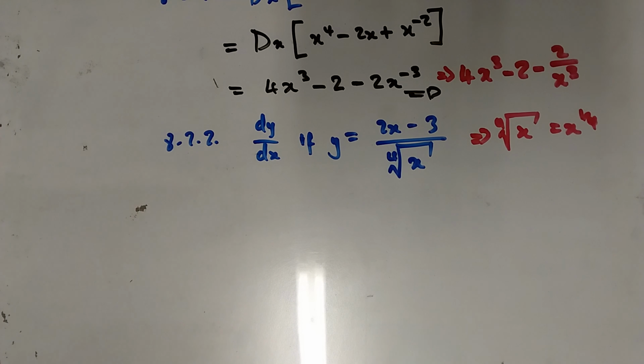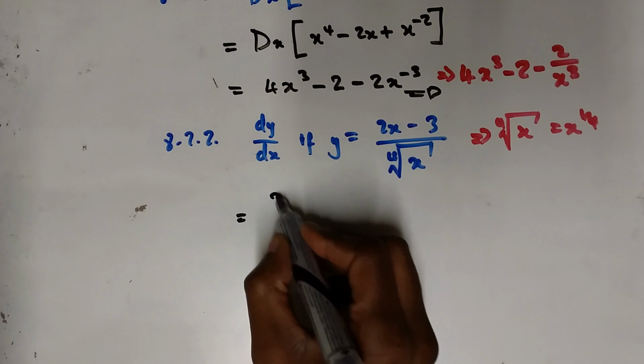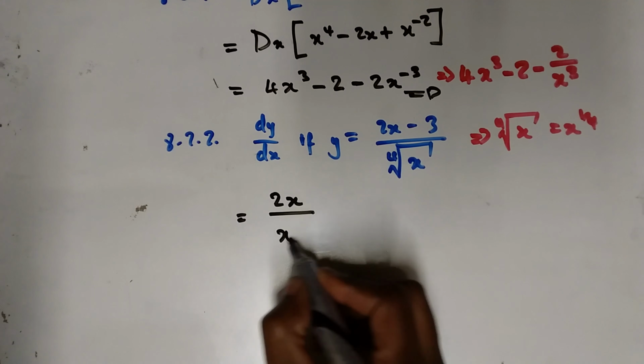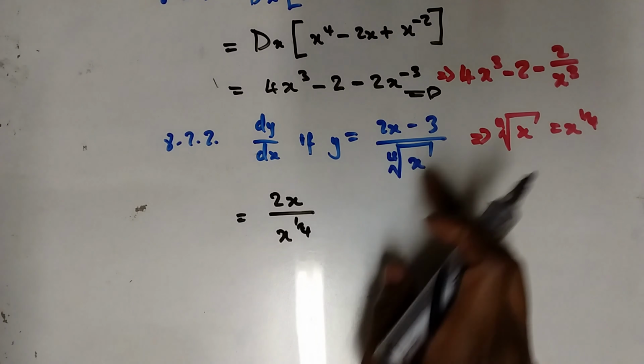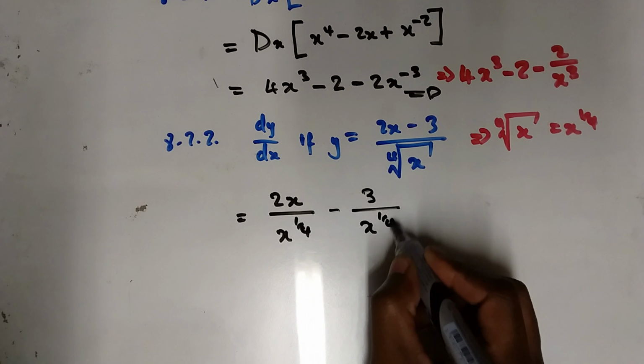Therefore what I'm going to do is separation of terms. Separation of terms is just us saying that we have 2x divided by x to the 1/4, which is just this part, minus 3 divided by x to the 1/4.